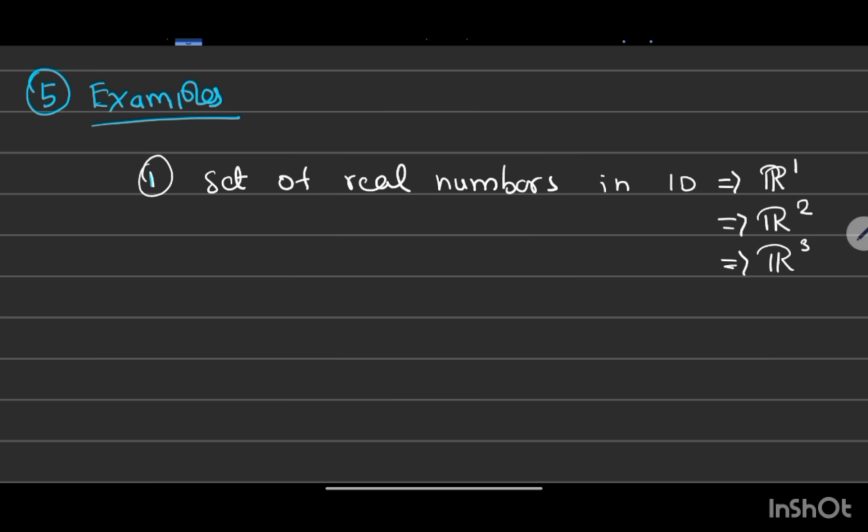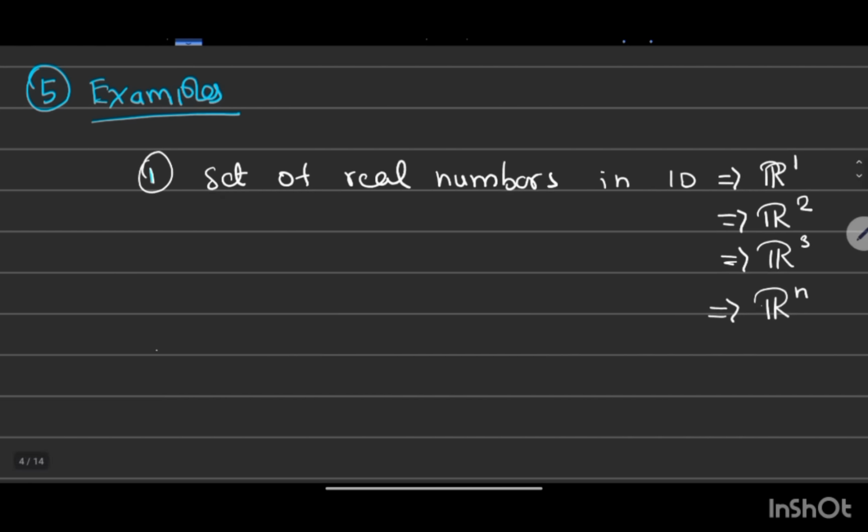Similarly we can have an n-dimensional set of ordered n-tuples, which we represent by R raised to n. This is also qualified as a linear vector space. It's a vector space, a mathematical space.